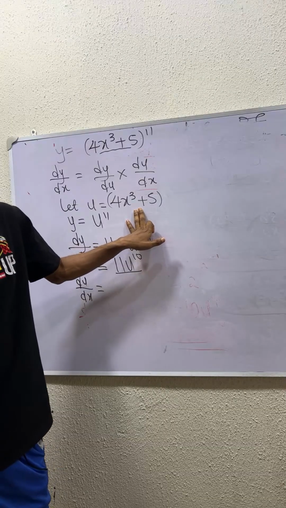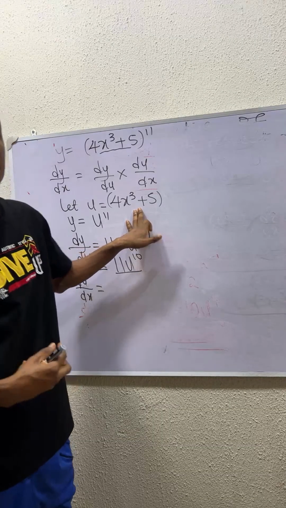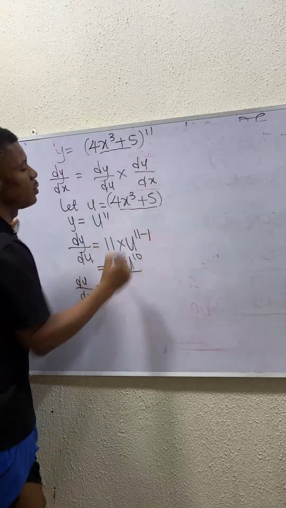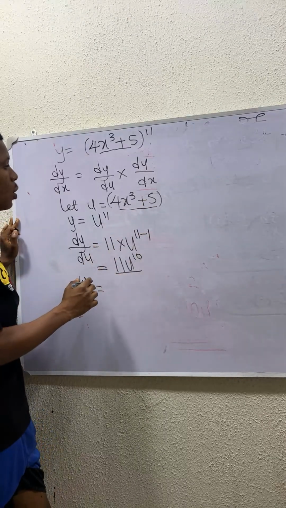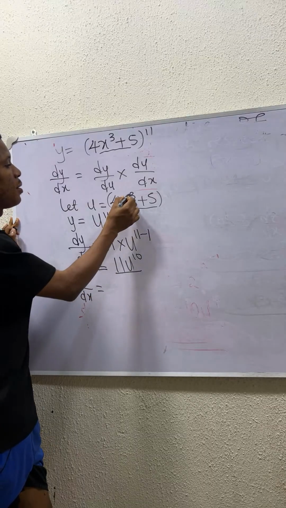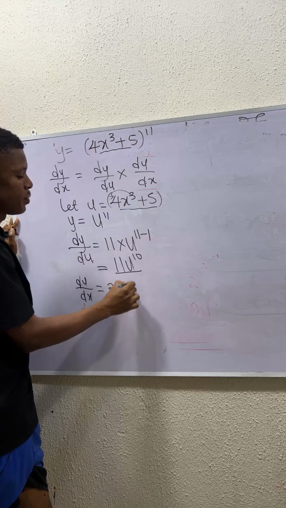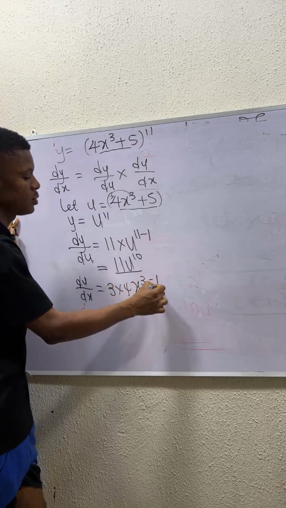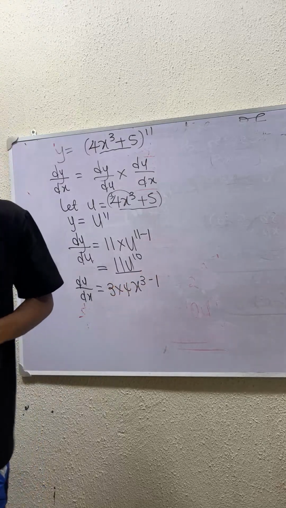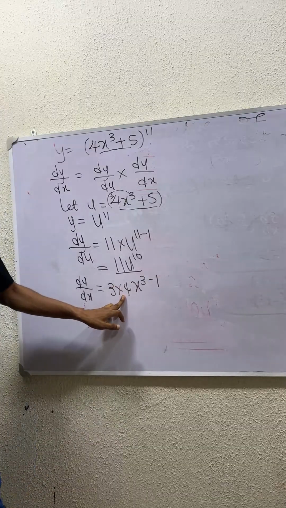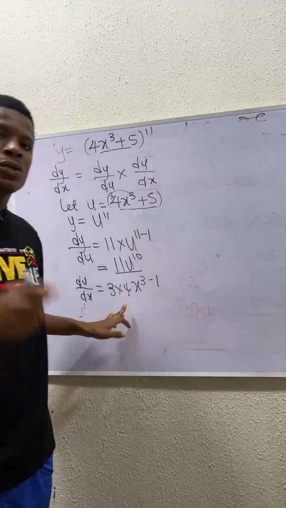The thing we'll do to differentiate something like this is very easy. We multiply the power to the constant. So we have 3 times 4, x power 3 minus 1. We multiply the power to the constant and subtract 1 from the power. So let's go again.